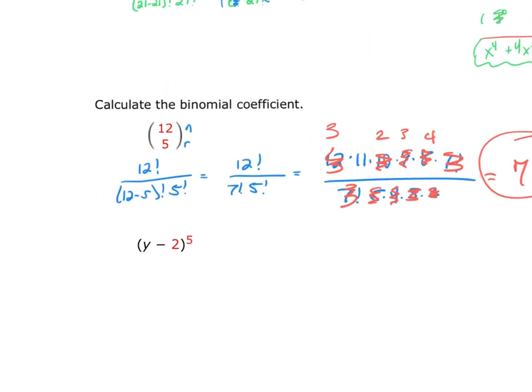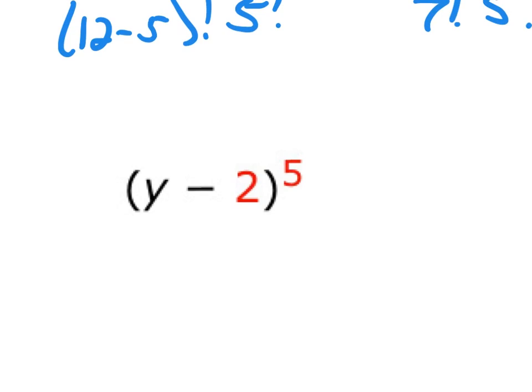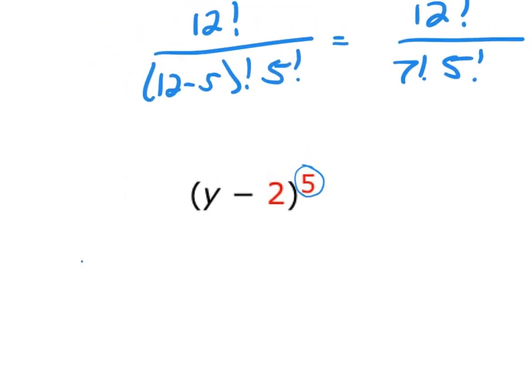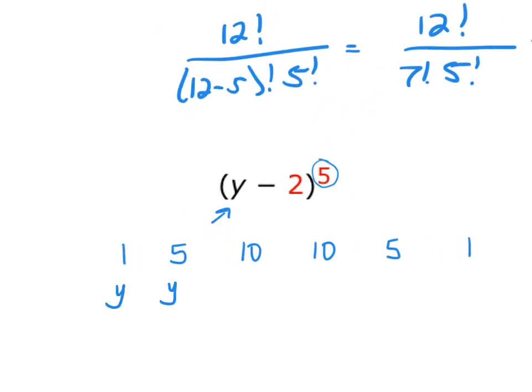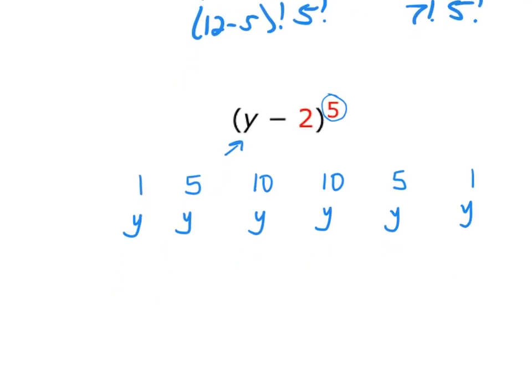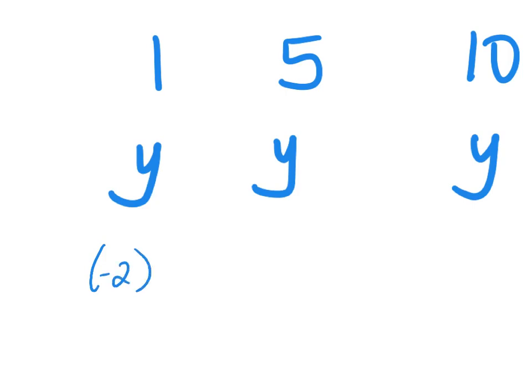All right, let's look at this now. What row is this? What row am I looking at? The fifth row. Tell me the pattern for the fifth row. 1, 5, 10, 10, 5, 1. That's on our triangle. You guys can have that. So your first term is what? What's your first term, guys? y. What's my second term? -2. Put that in parentheses.